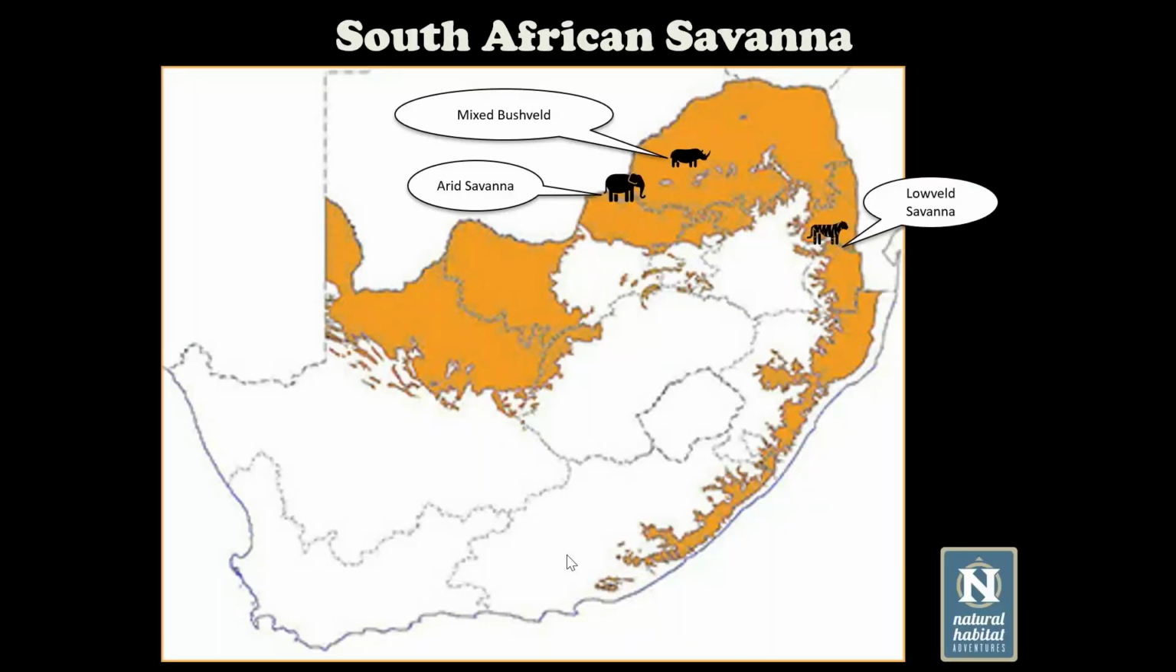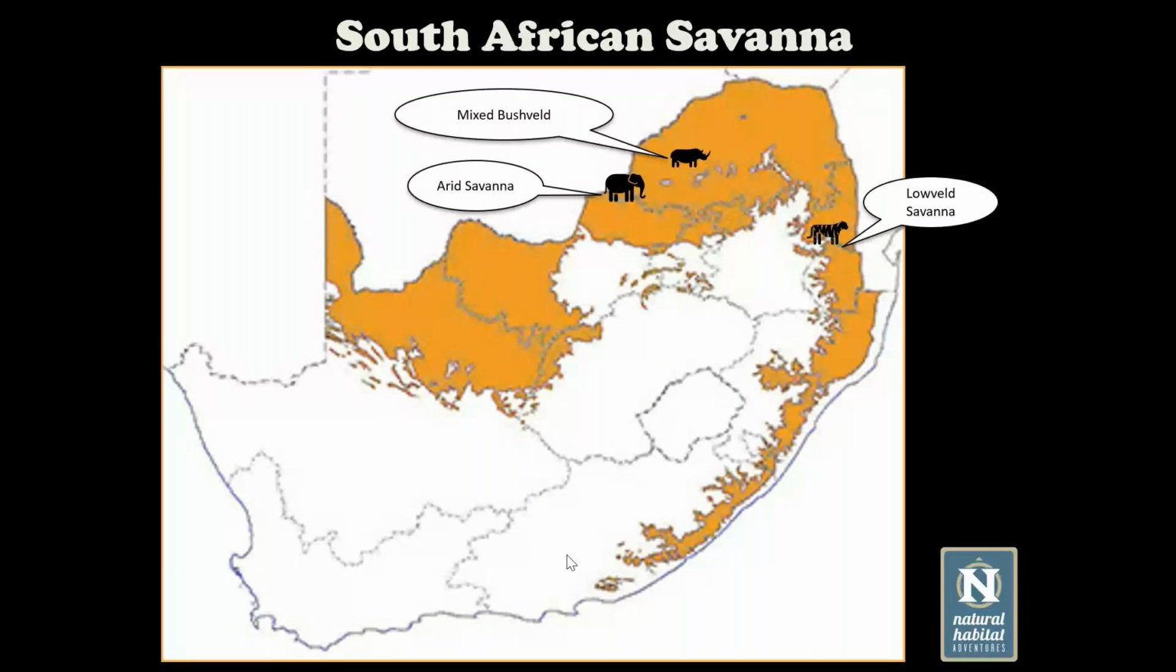So this is a map of South Africa, and I included here 3 areas where we go on our Secluded South Africa trip. One is where the elephant is, and that's Madikwe Game Reserve in the Northwest Province in South Africa, and that is classified as arid savanna.